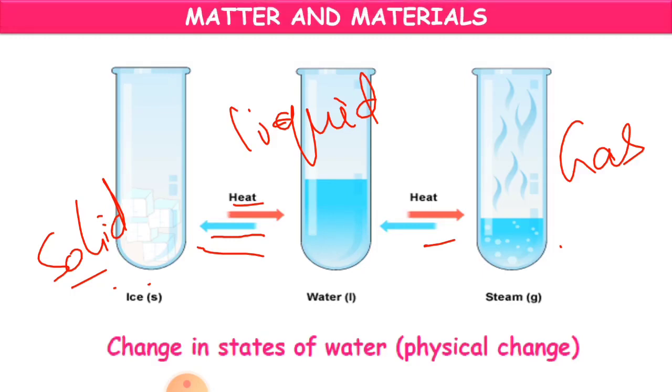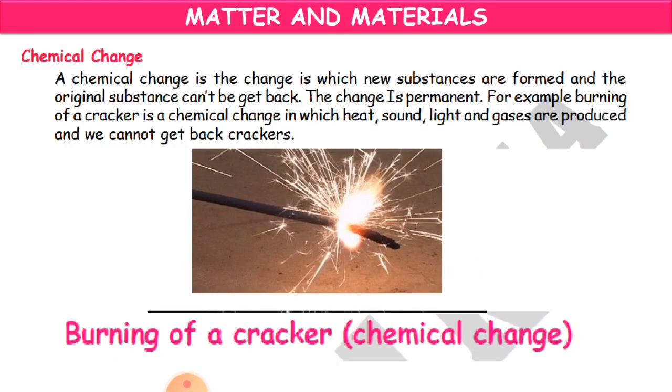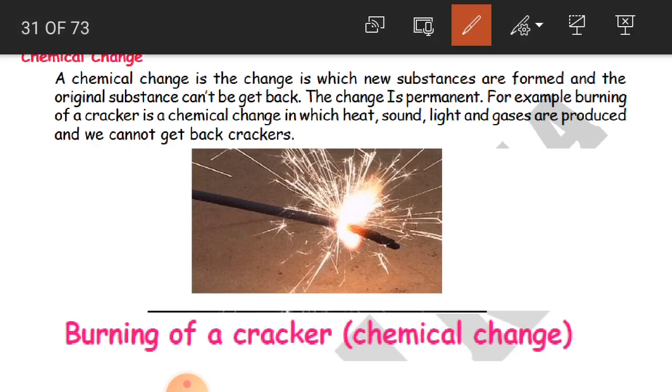Understood? Now we'll go with the chemical change. One more change in matter, that is chemical change. So what is chemical change? Chemical change is the change in which new substances are formed and the original substances can't be got back. So chemical change is what, children? You will get new substances from the same material. You will be getting new materials. And the original material will not be able to come back. You will not get it back.